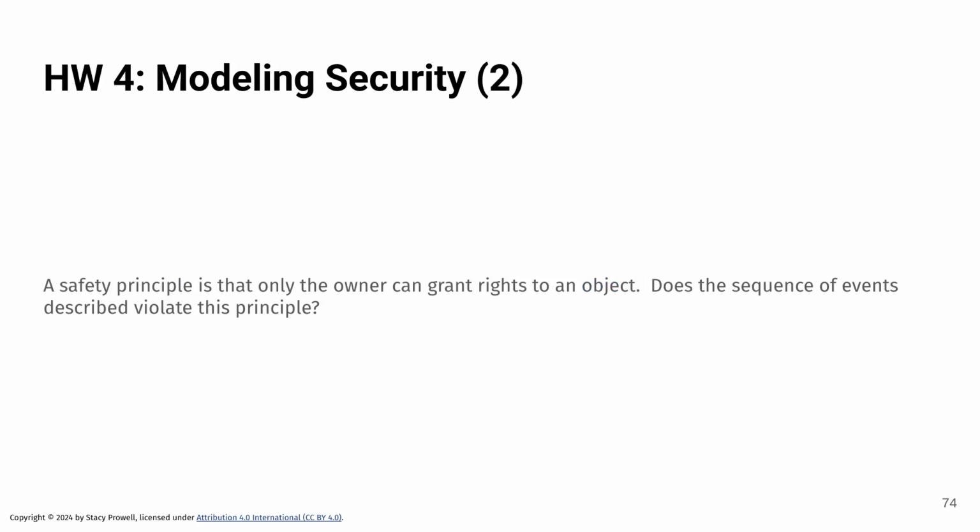A safety principle is that only the owner can grant rights to an object. Now take a look at your matrix, and does the sequence of events that you just did violate that principle? So I want you to apply the Graham-Denning stuff, and then I want you to try to apply the safety principle to what you've got out at the end. All right. That's it.